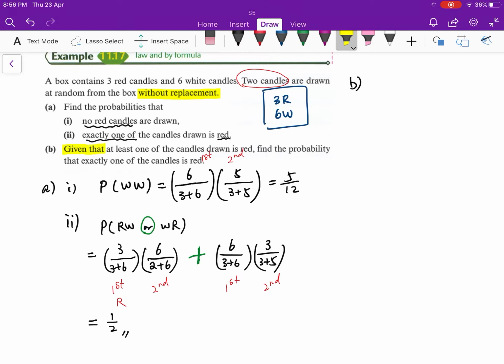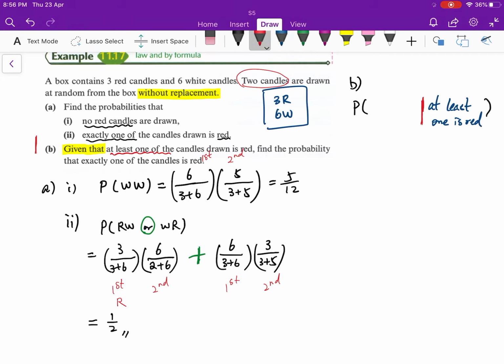Now we go to the B part. B part is talking about "given that", okay? Remember, "given that", we will present with a vertical line, okay? So now think about it. What we need to do is find the probability of "given that". Okay, so given what? Given that at least one is red. So how can we do it? Given that at least one is red.